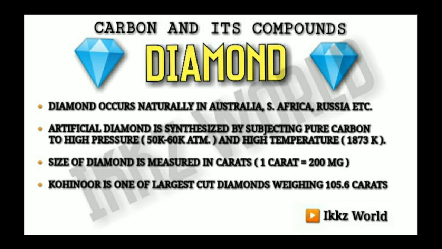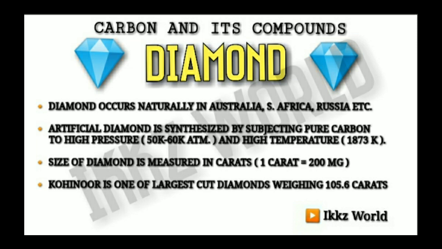Although diamond occurs naturally in some parts of the world like Australia, South Africa, Russia, etc., this diamond can also be synthesized artificially in the laboratory by subjecting pure carbon to a very high pressure of about 50,000 to 60,000 atmospheres and a very high temperature of about 1600 degrees Celsius. This will help us in making artificial diamond. However, the synthetic diamonds are of smaller size.